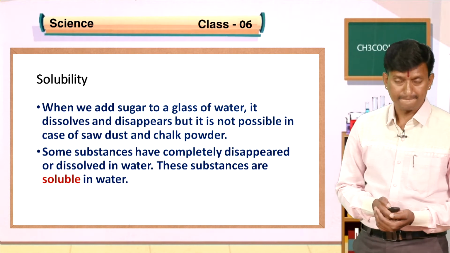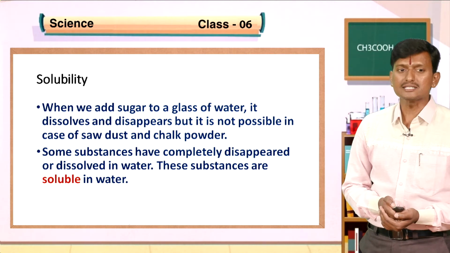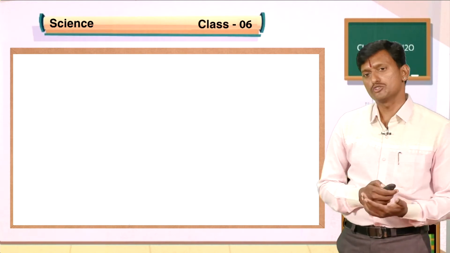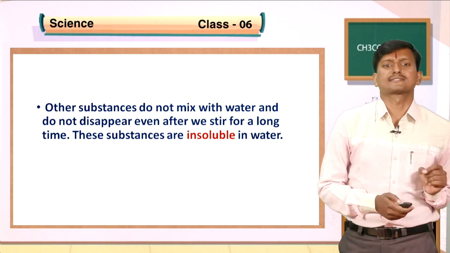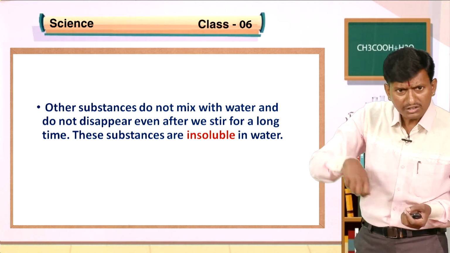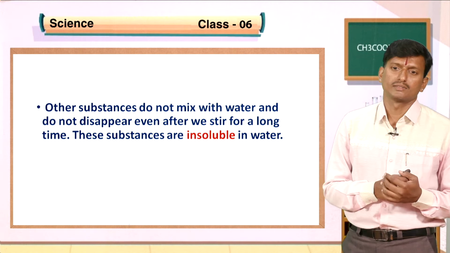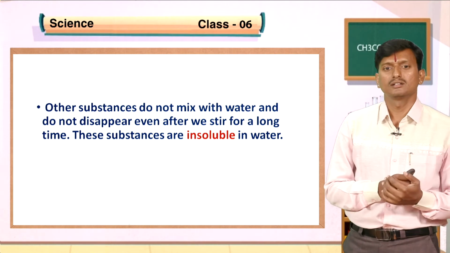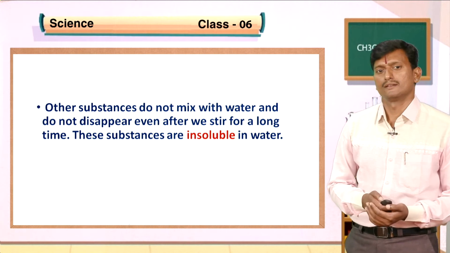I repeat once again. Some substances have completely disappeared or dissolved in water. These substances are soluble in water. Example, salt solution, sugar solution. Other substances do not mix with water and do not disappear even after we stir for a long time. These substances are insoluble in water. If you add chalk powder, if you add sand to water, it will not dissolve in water. They are insoluble in water. Understand?